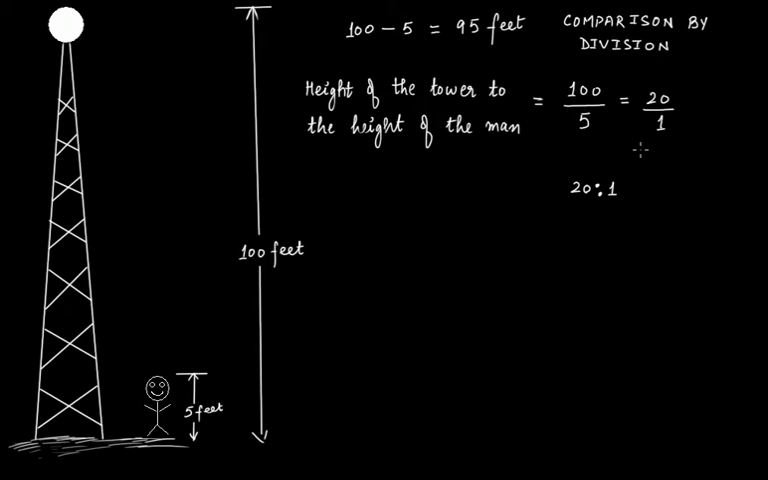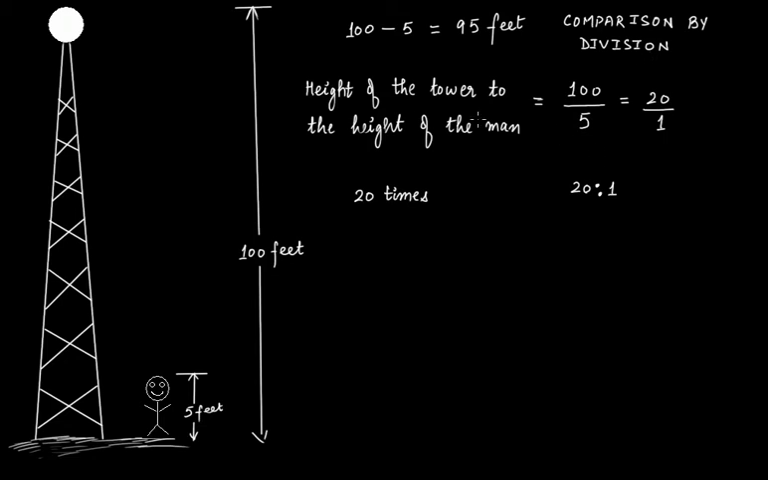And what does it tell us? It tells us that the height of the tower is 20 times that of the man. Why? Because after simplifying it, we are getting 20 over 1. It tells us that the height of the tower to the height of the man is 20 ratio 1, and that this is 20 times that of the man. This is what we call 20 ratio 1. And what does it tell us? It tells us the comparison by division.